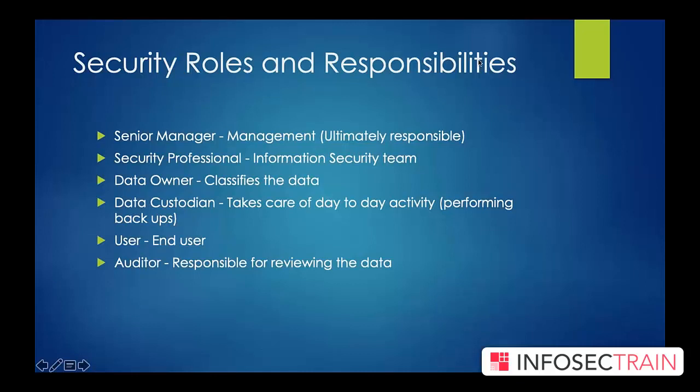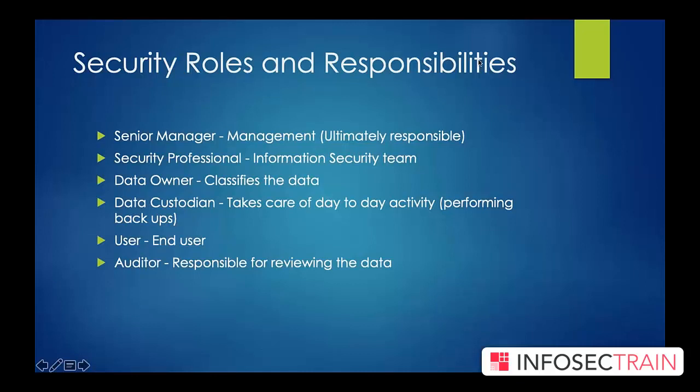And if the question says who is responsible for security, what would be the answer? Everyone. Yes. Okay. Then we have security professional.